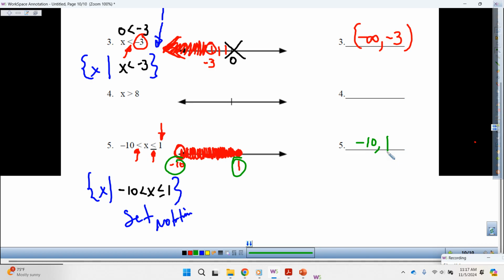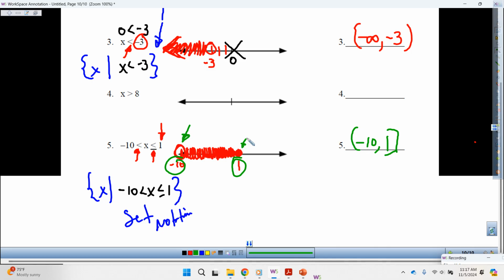Tell your neighbor, what symbols do we use? Parentheses or brackets or one of each or what? Tell your neighbor what we use. And we're going to go with Mario. He's got this. Parentheses or brackets. All right, Mario, for -10, what do we use? Parentheses, because it's an open point. And for 1? Bracket, because it's a closed point. That is correct.